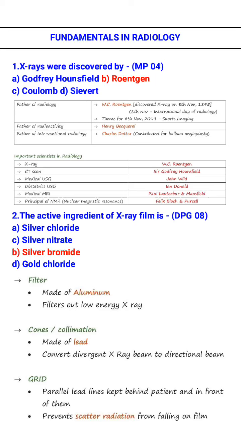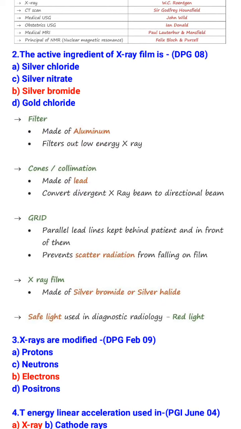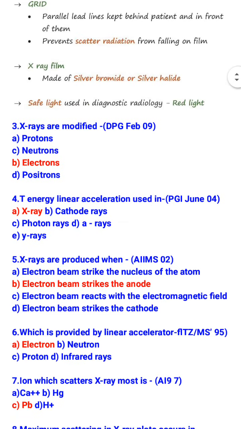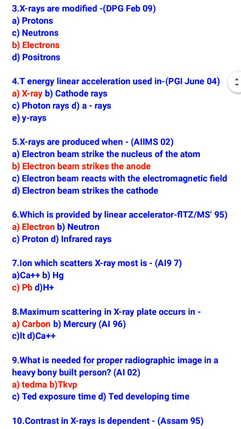Fundamentals in radiology: X-rays were discovered by Roentgen. The active ingredient of X-ray film is silver bromide. X-rays are modified electrons with increased energy; a linear accelerator is used in X-ray. X-rays are produced when an electron beam strikes the anode, which is provided by the linear accelerator electron.